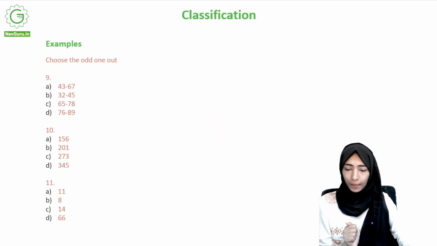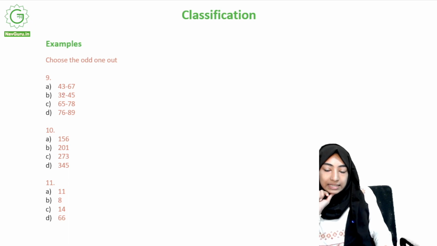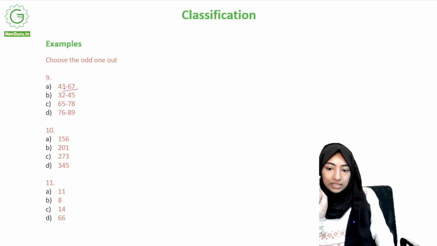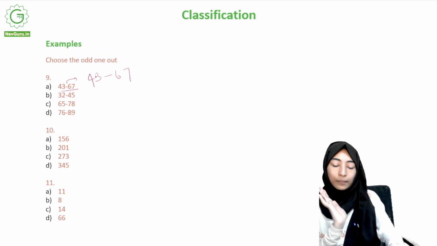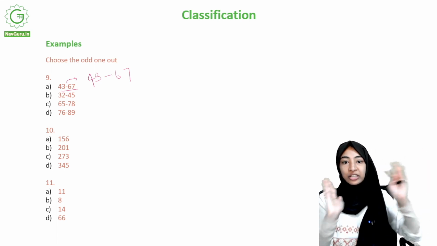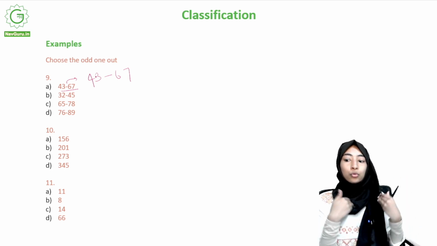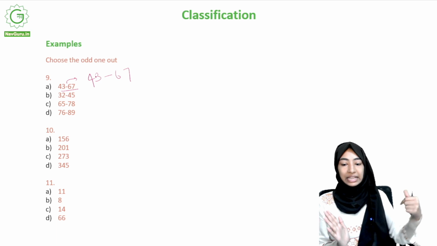Moving on. Here again, choose the odd one out. I use this question because I think people have a little bit of confusion. When you say 43-67, this is not your subtraction sign. All we mean is the range, that is, 43 to 67. It's the range that we are referring to.